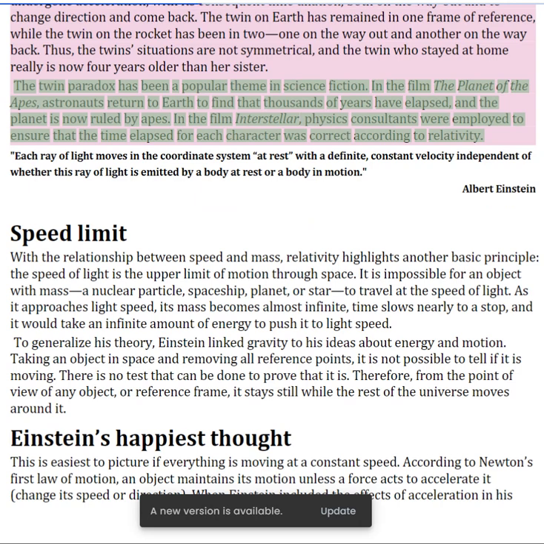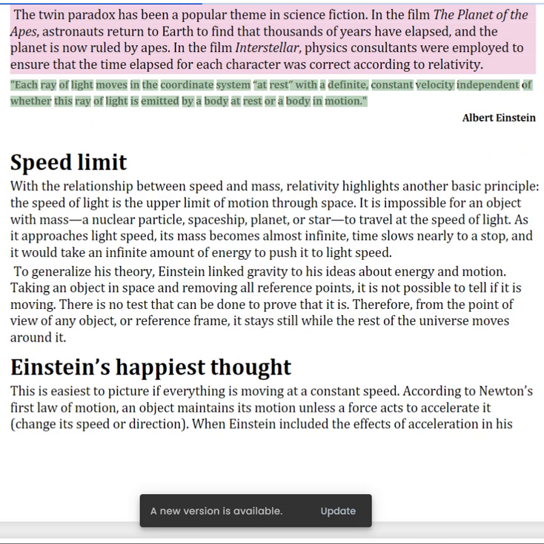In the film The Planet of the Apes, astronauts return to Earth to find that thousands of years have elapsed, and the planet is now ruled by apes. In the film Interstellar, physics consultants were employed to ensure that the time elapsed for each character was correct according to relativity. "Each ray of light moves in the coordinate system at rest, with a definite, constant velocity independent of whether this ray of light is emitted by a body at rest or a body in motion." Albert Einstein.